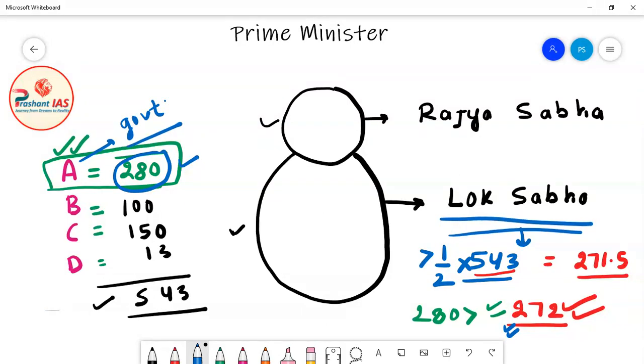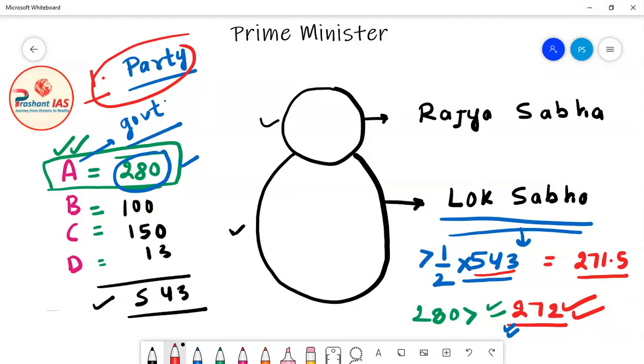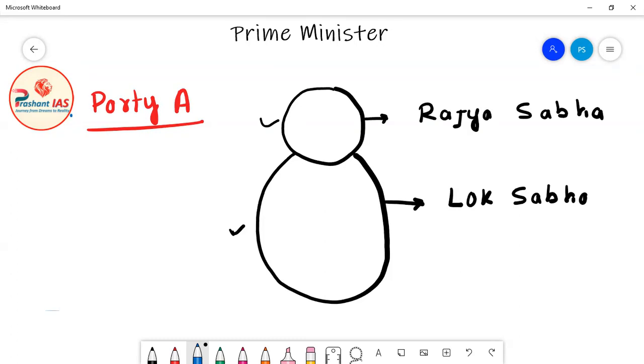So friends, first of all, for forming the government in India, what is decided? The party is decided. The party which gets 272 or more seats in Lok Sabha will form the government. So our first conclusion is that first of all, the political parties decide which political party will form the government.